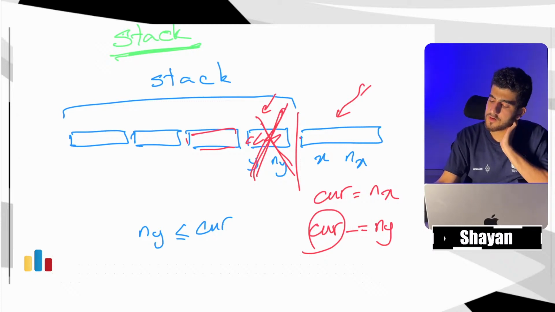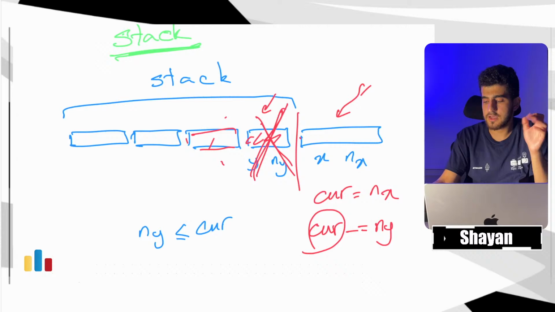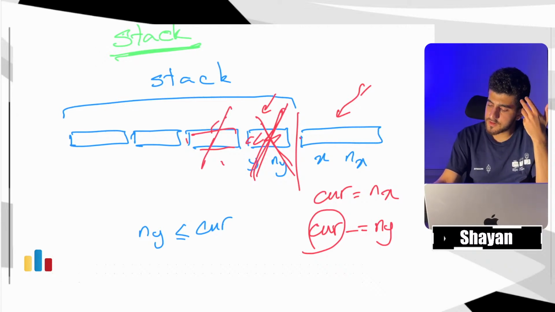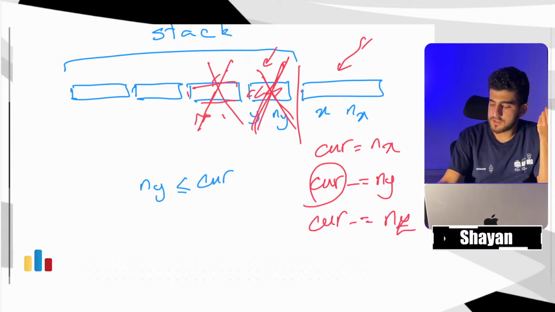Again, I see if car was less than this value, I just do not erase it from the stack and I will just push x. But if car was more than that, this one will also be removed and car again will be subtracted by n of z, for example. This is a block of z and it has n sub z elements.